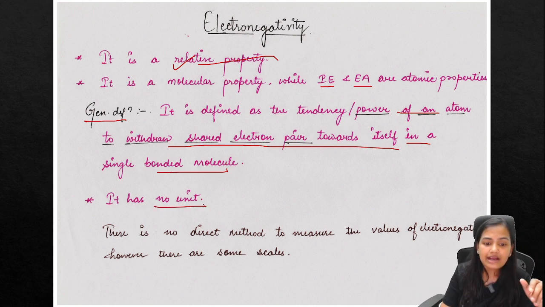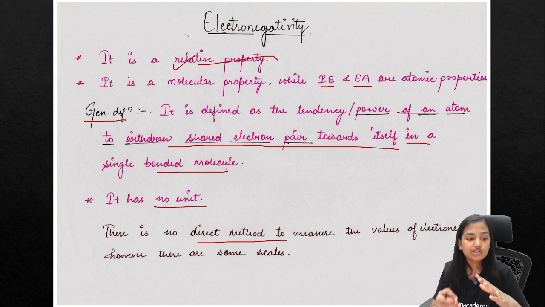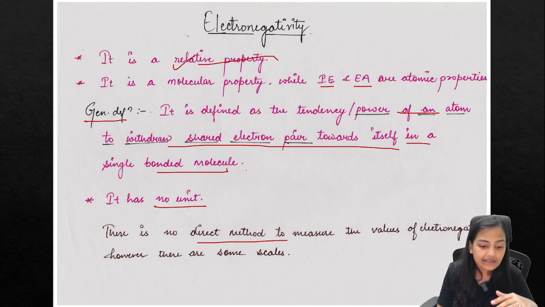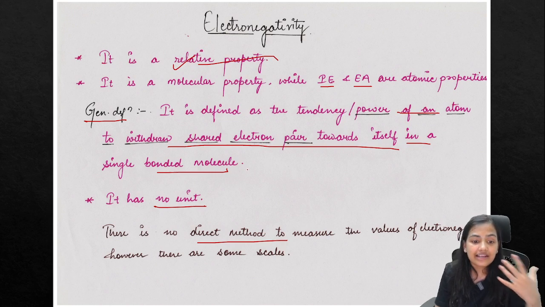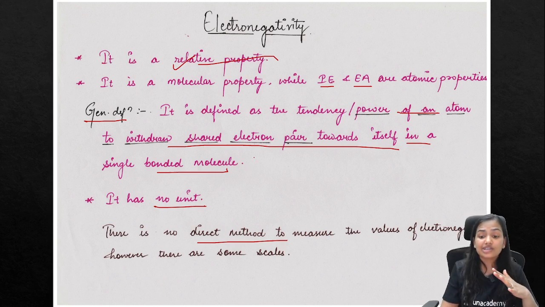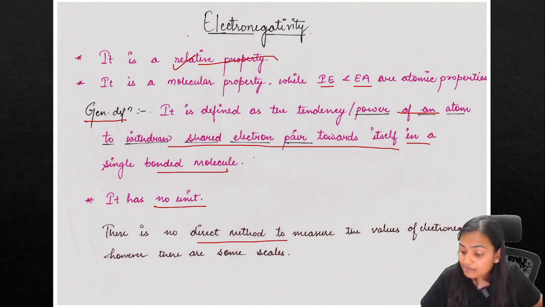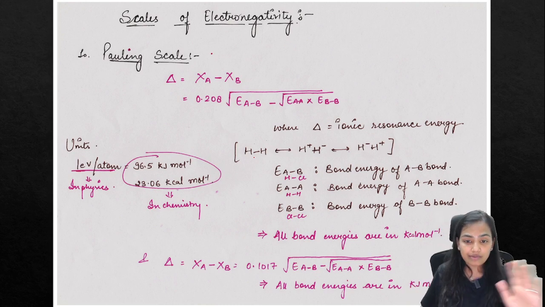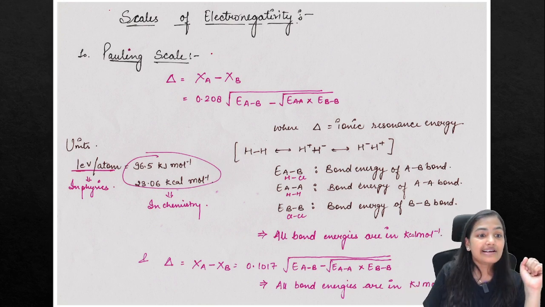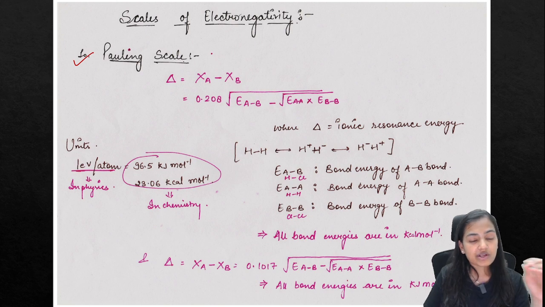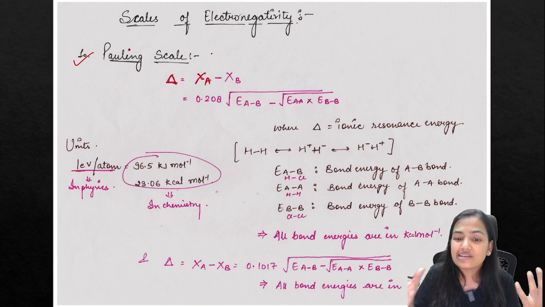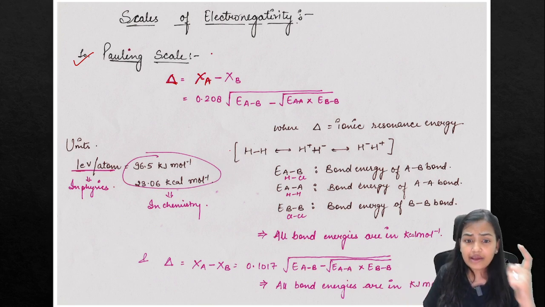It has no unit, and there is no direct method by which you will be able to evaluate electronegativity. There is no such direct method by which you can evaluate the electronegativity values. But we do have some scales, and what you need to know about them is, let's go there. The first is the Pauling scale. Pauling said that the difference in electronegativity values we can determine by the bond energies.